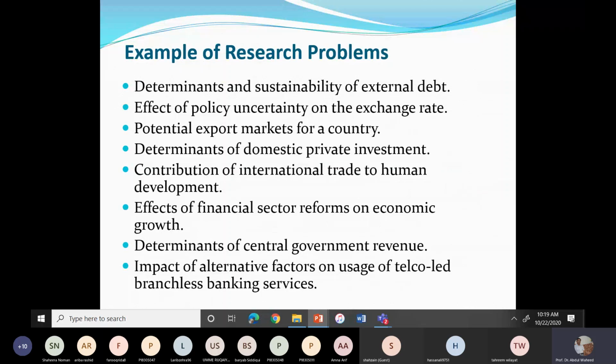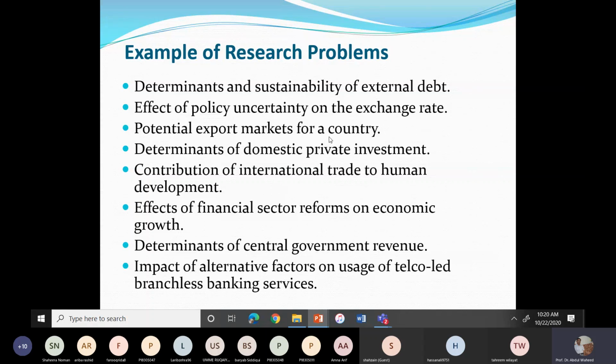So these are the examples of research problem. Determinants and sustainability of external debt. Okay, in this case the broad area is economics. Okay, and then effect of policy uncertainty on exchange rate. This could also be a research problem. We want to know what is the effect of policy uncertainty on exchange rate. This could also be a research problem.